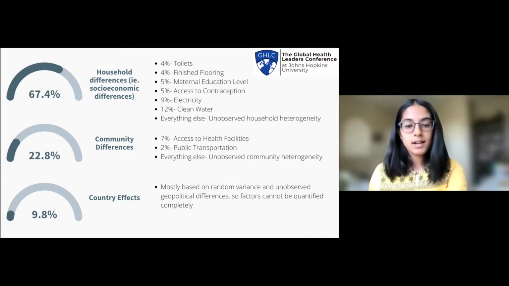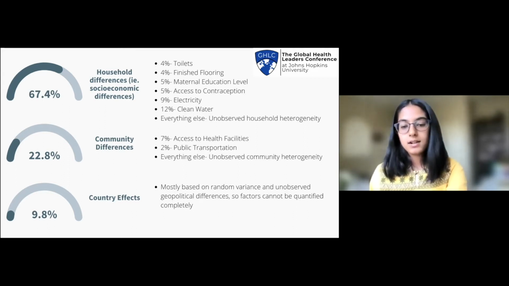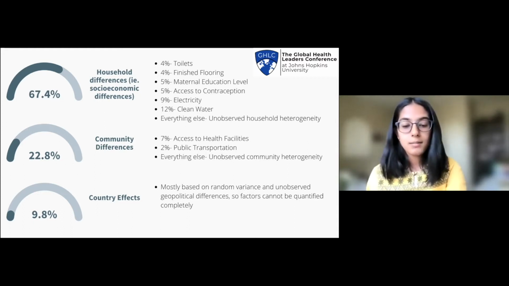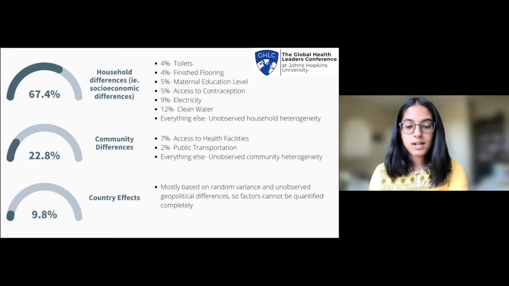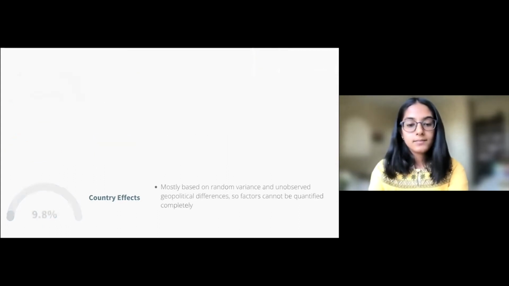The country effects I don't have decomposed into specific factors, and that's because the effects of your country are mostly based on random variance and unobserved geopolitical differences. What that basically means is, for example, if your country is in a state of war or has a lot of political turmoil and corruption, that may contribute to increasing infant and child mortality rates. So even though you can't directly quantify this and put it into little categories and percentages, the effects of your country do have an impact on child and infant mortality.